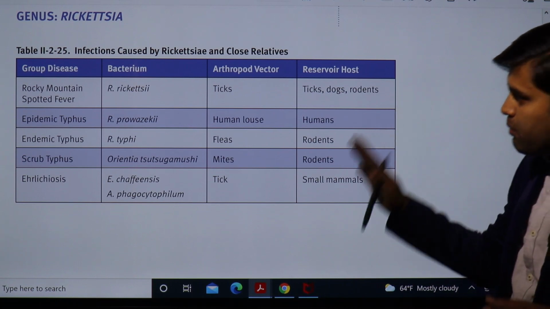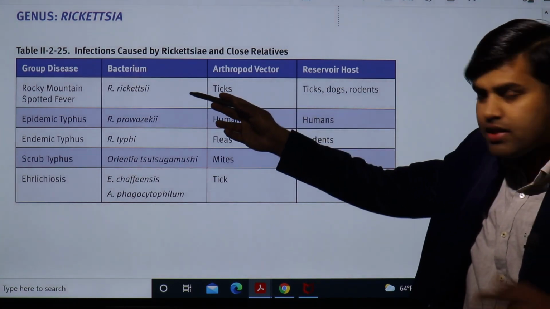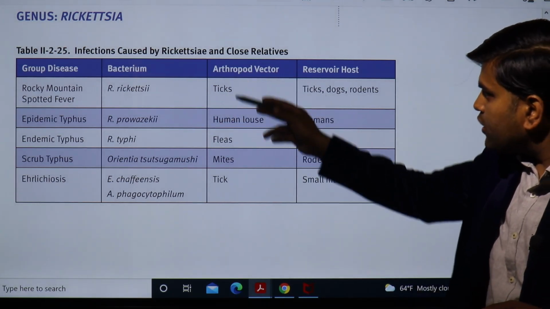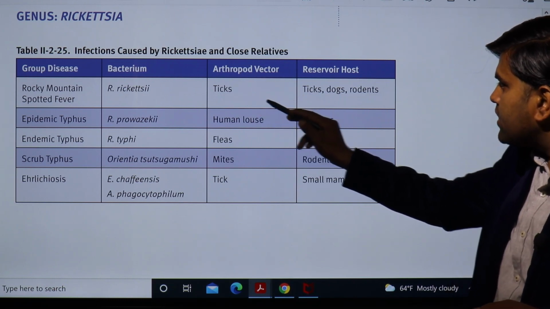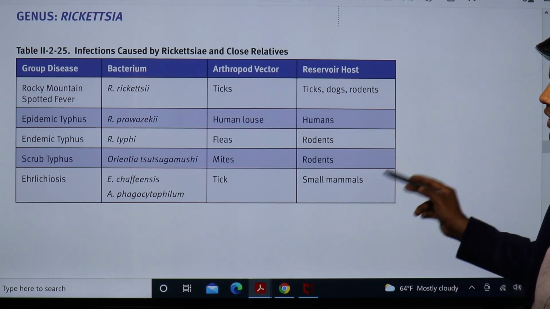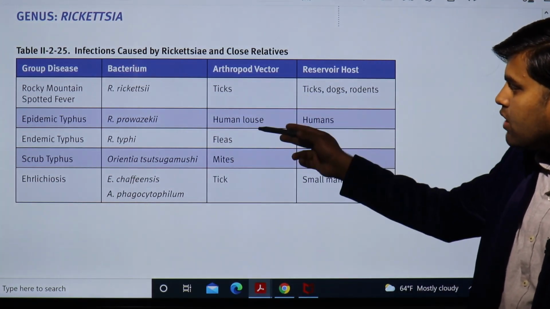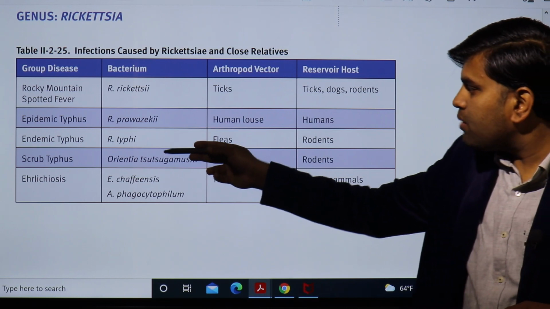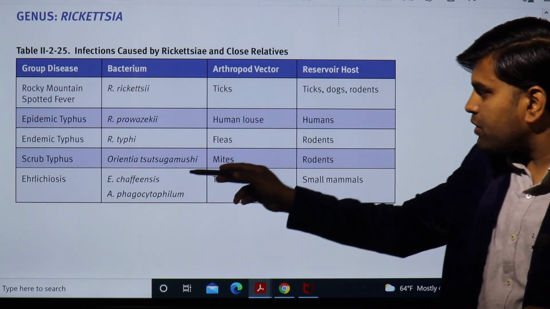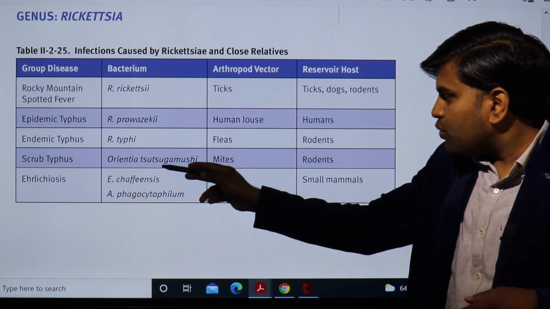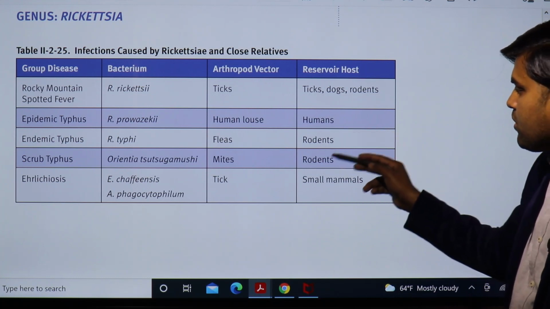Rickettsia, the group of diseases. Rocky Mountain spotted fever is caused by the bacteria Rickettsiae, which need an arthropod vector, that is the ticks. Reservoirs are ticks, dogs, and rodents. Epidemic typhus is caused by Rickettsia prowazekii, carried by the human body louse, with the human as reservoir. Endemic typhus is Rickettsia typhi, carried by the rat flea. Rodents are the reservoir. Scrub typhus is common in Nepal, caused by Orientia tsutsugamushi, which is mite borne, and the reservoirs are rodents.